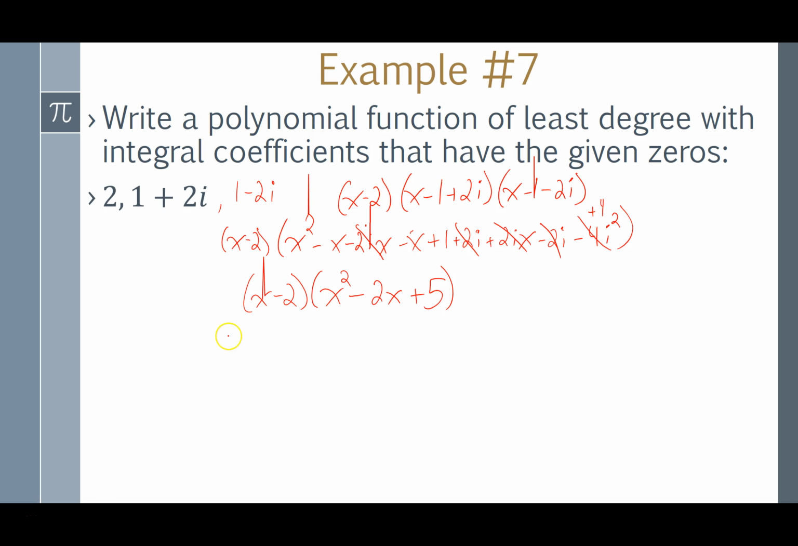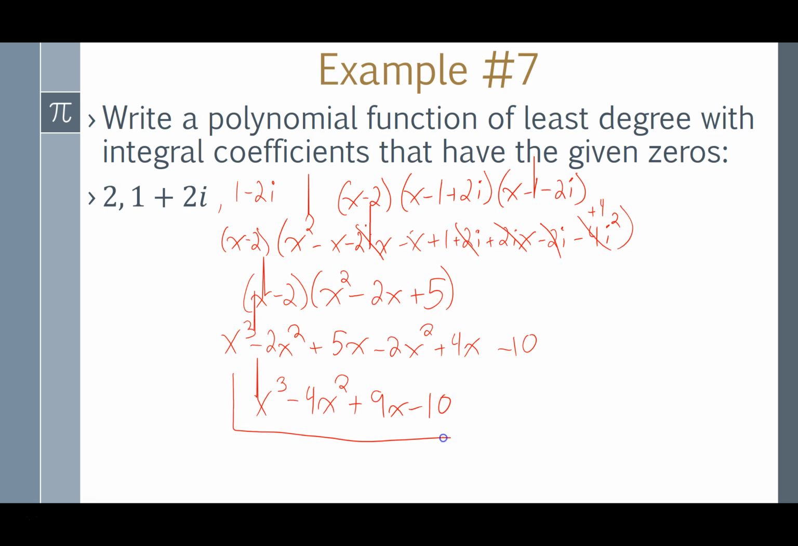So that FOILs with the x minus 2 to get x cubed minus 2x squared plus 5x minus 2x squared plus 4x and then minus 10. So we'll combine to get x cubed minus 4x squared plus 9x minus 10. I'm really sorry about all these lines that just kind of form. I'm not really sure what happens with those lines, just kind of an error with the pen. Anyway, so there's our cubic function.